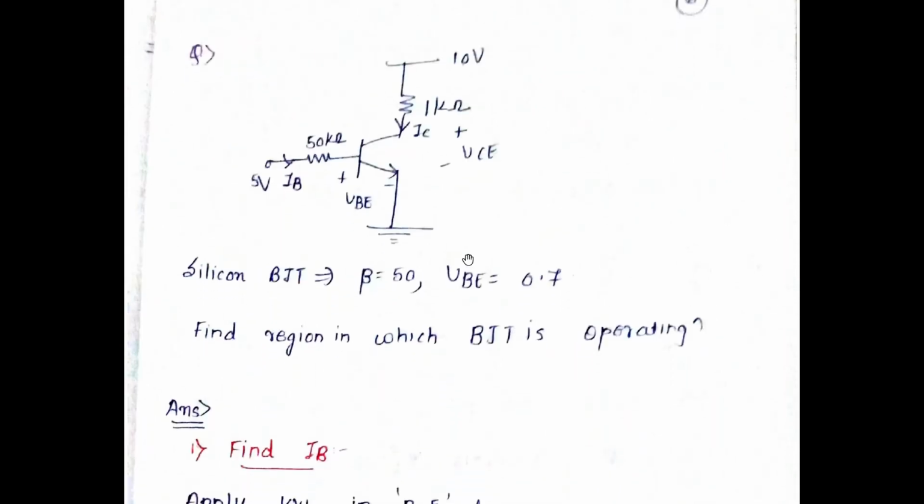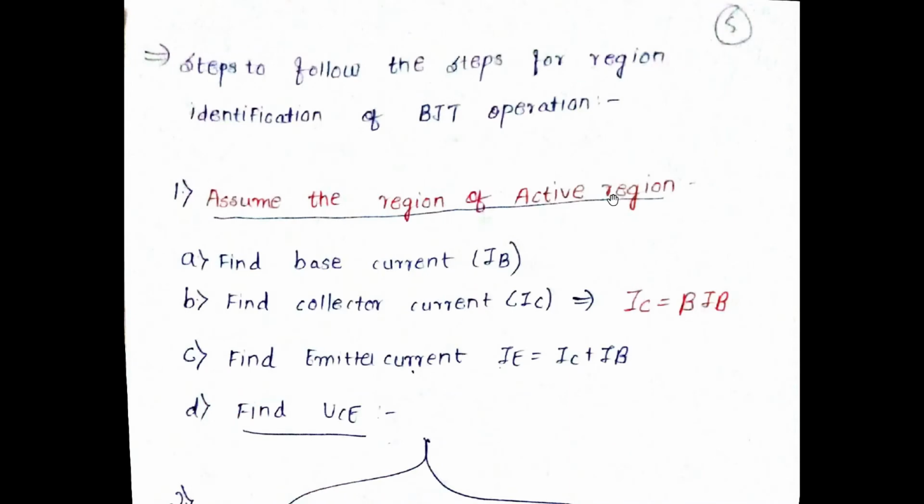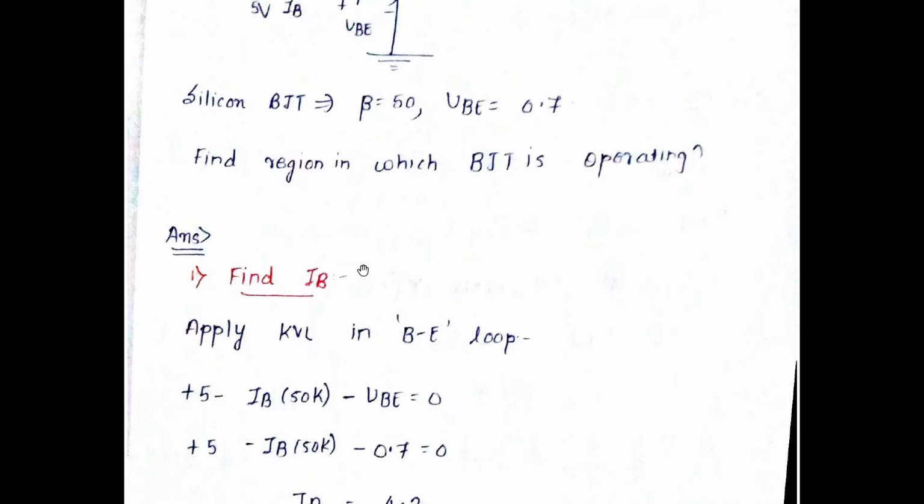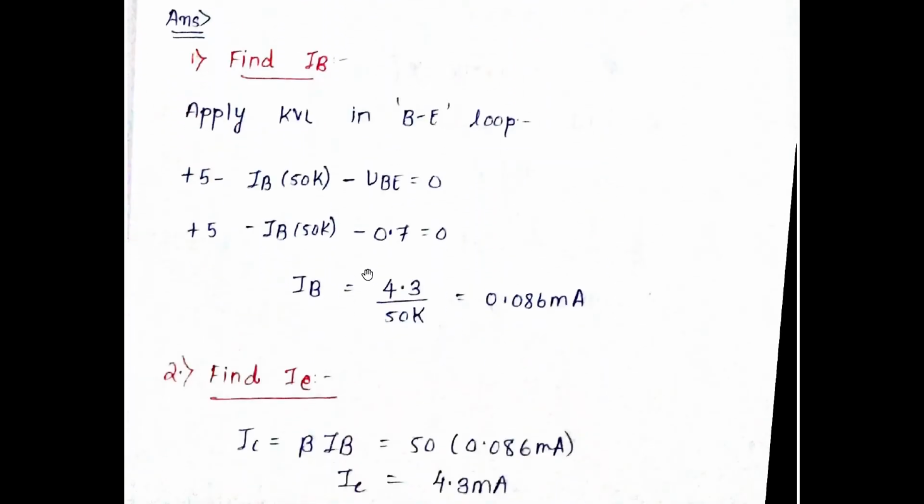So here we have a BJT. The BJT has 5 volts, a resistor of 50k, another resistor of 1k, and then there is a ground. The BJT has beta as 50, VB value is given, and we need to find out the region in which the BJT operates. First we assume that the BJT operates in the active region, and find out the value of IB. Once IB is found, IC will be equal to beta times IB, since we are assuming it to be the active region.